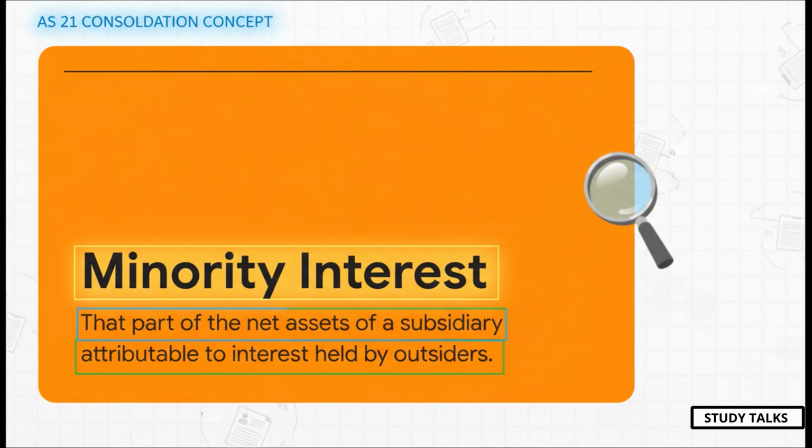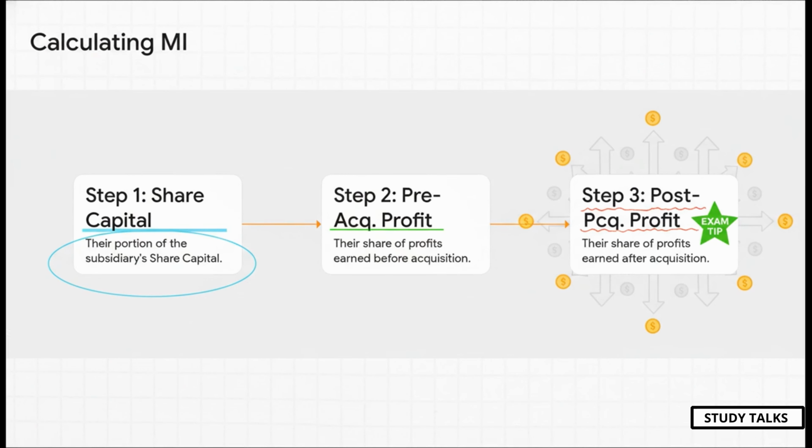So the textbook definition is pretty straightforward. Minority interest is the part of the subsidiary's net assets that belongs to those outside shareholders. It's their slice of the pie. And how do you calculate it? It's a simple 3-step recipe. First, take their percentage of the share capital. Easy. Then, add their share of all the profits and reserves that were there before the takeover.